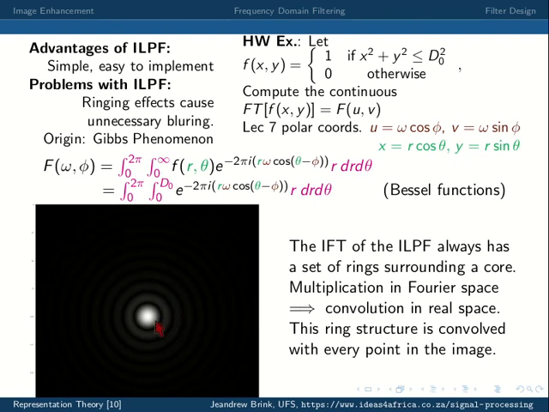What's the solution to that? Because a low pass filter is useful, right? We want to smooth things. We just don't want to smooth it in a way that gets extra little rings in our image.